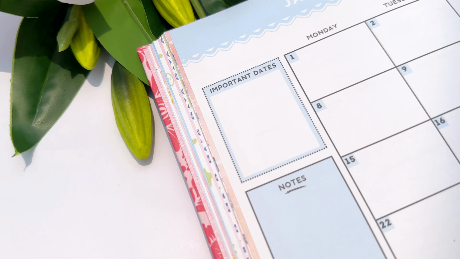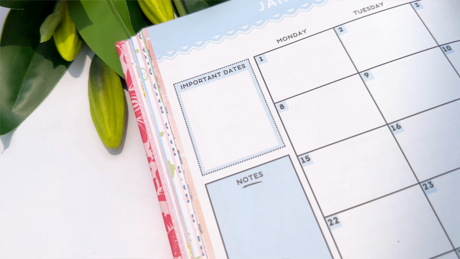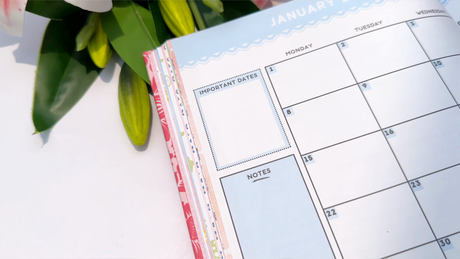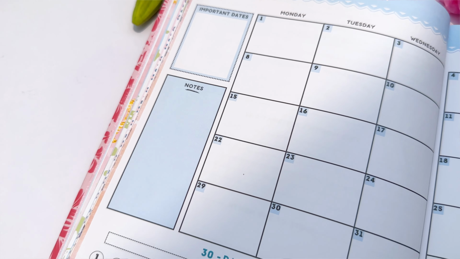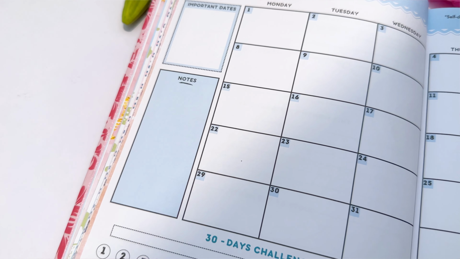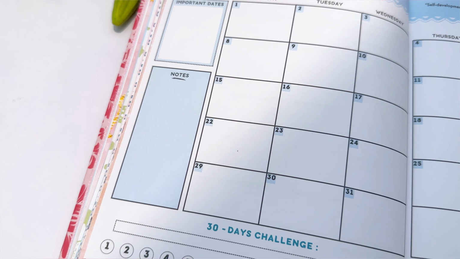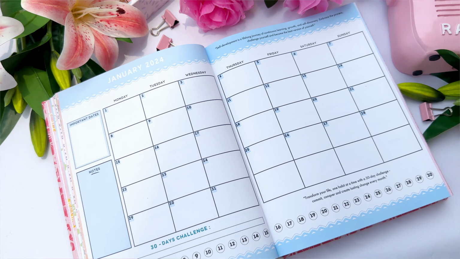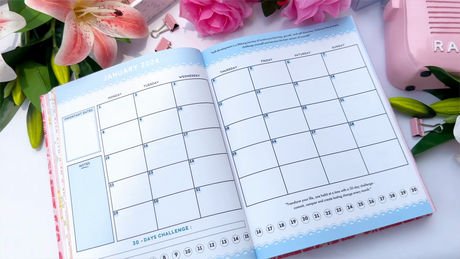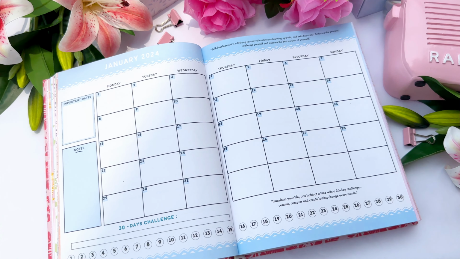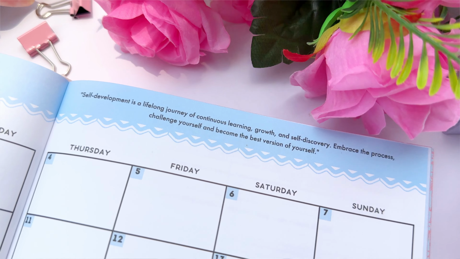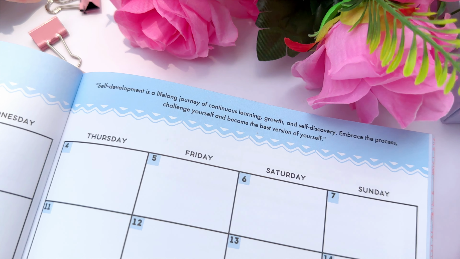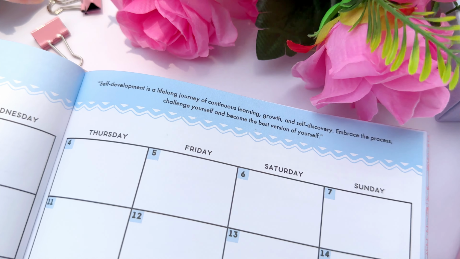And next to that, you have a section for writing down your important dates, maybe birthdays, anniversaries, any holidays or any appointments. And down here you have a small note section, which you can use in any way you want to. You can write down any quote here, or you can paste any motivating sticker here. So use it in whatever way you want to. Up here you will be welcomed by some empowering quotes for every single month. So for the month of January, it's a self-development quote.